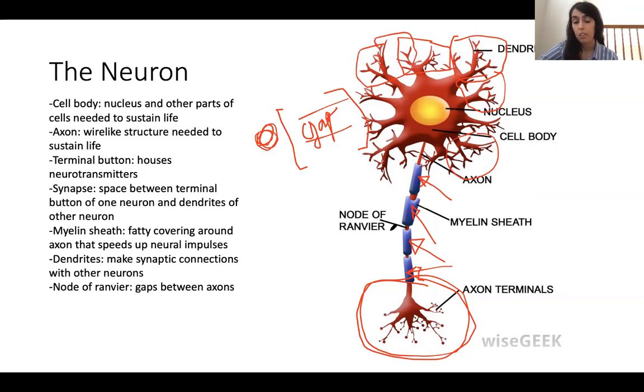And we also have the nodes of Ranvier. So these are gaps between neurons. So nodes of Ranvier are going to be here. Nodes of Ranvier. There are these small little gaps between neurons. So this is another node of Ranvier. And then you have another node of Ranvier. So all of these are gaps between the neurons.